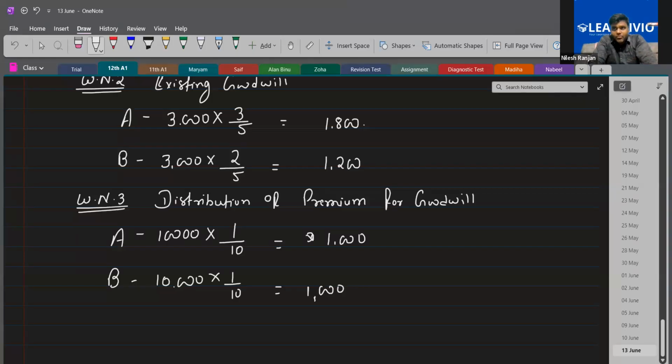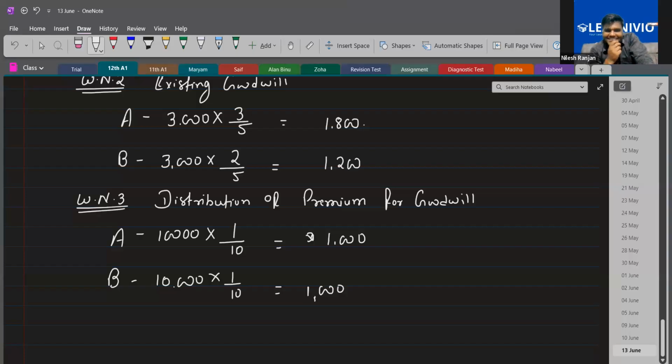A is getting 1,000, B is getting 1,000. So total 2,000 distribution. Yes. So amount brought by C is 10,000. Amount distributed is 2,000. Is it equal? Is it equal? 10,000 equals 2,000?